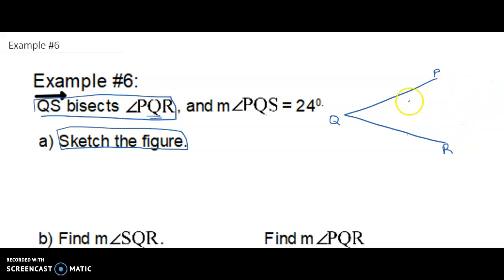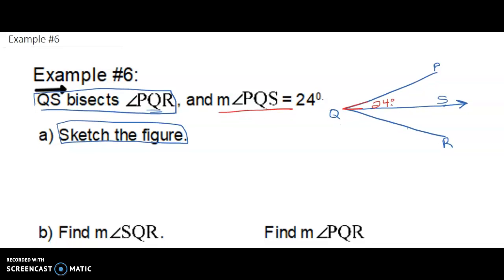All right, so QS bisects angle PQR. So we have angle PQR. We just need that ray QS bisects it. So bisect means it cuts it directly in half. And it's a ray. So I'm going to say this is QS. So here's a sketch of what's circled in blue. Okay, now the measure of PQS, this angle right here, is 24 degrees. So I'm just going to write 24 degrees. All right, that's the sketch.